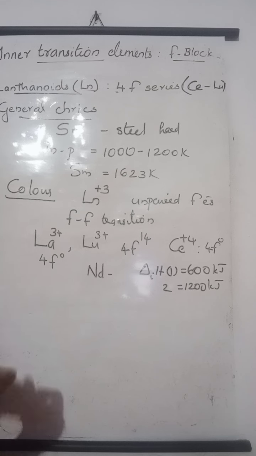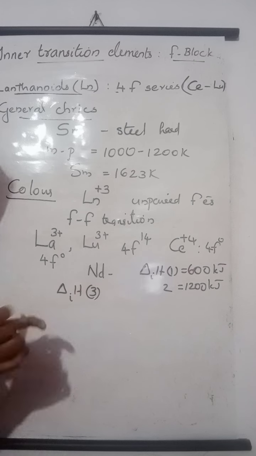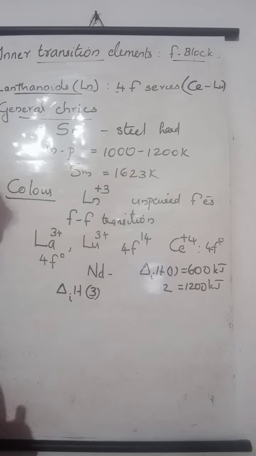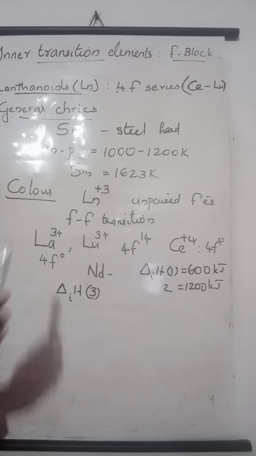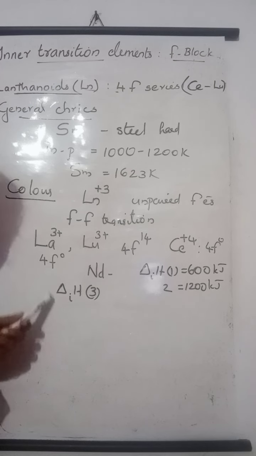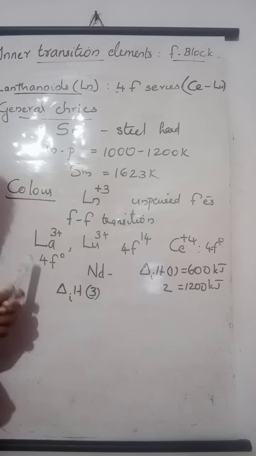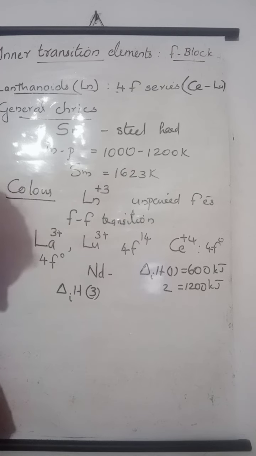The third ionization enthalpy values, delta Hi3. The variation of third ionization enthalpy values of lanthanides is irregular. This is because of the extra stability of empty, half-filled and completely filled f electronic configuration. Just like we explained the irregular variation in the ionization enthalpy of transition elements, here also the irregular variation in the third ionization enthalpy can be explained on the basis of extra stability of empty, half-filled and completely filled electronic configuration.